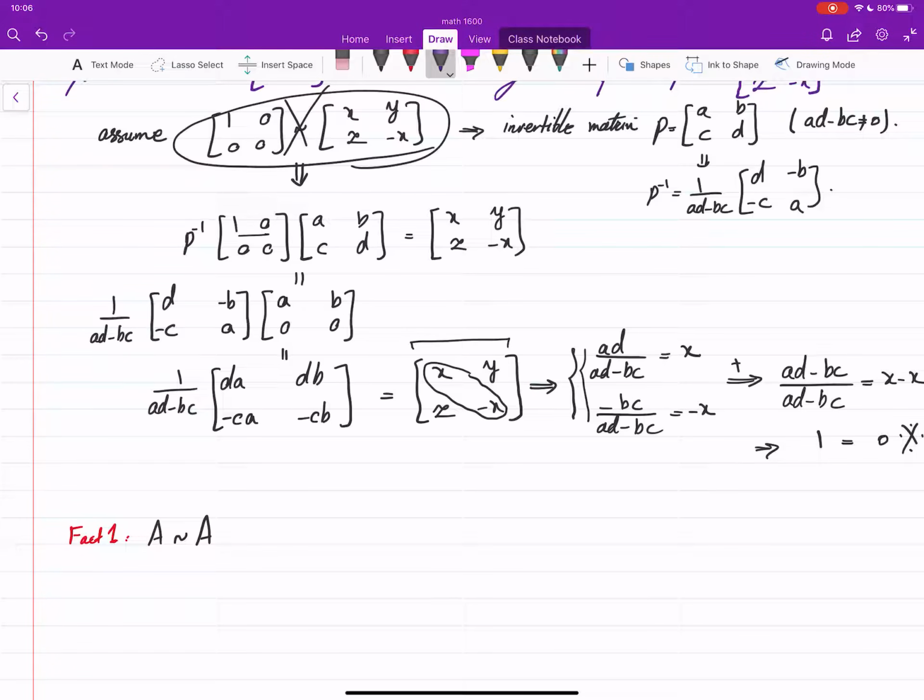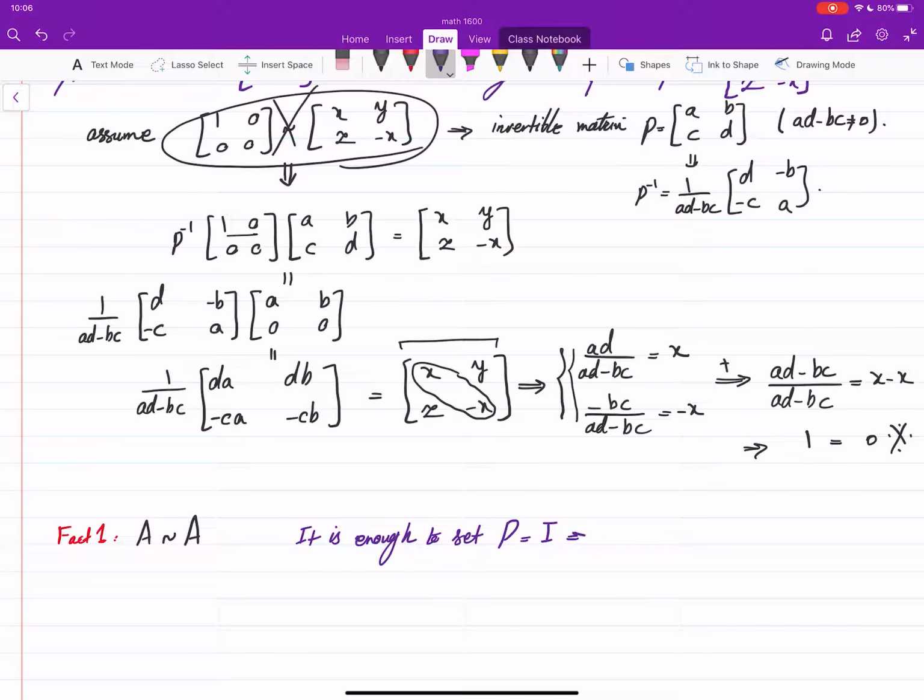Well, that matrix, it's enough to set P, the invertible matrix, to be the identity matrix. Remember, the identity matrix is invertible, and the inverse of that is the identity matrix itself. So if you multiply P inverse AP, you basically have I, which is A. And that's what it means. A is similar to itself.